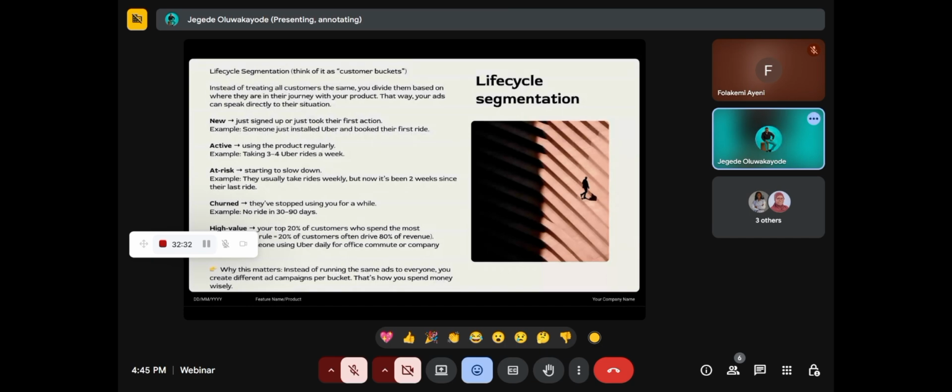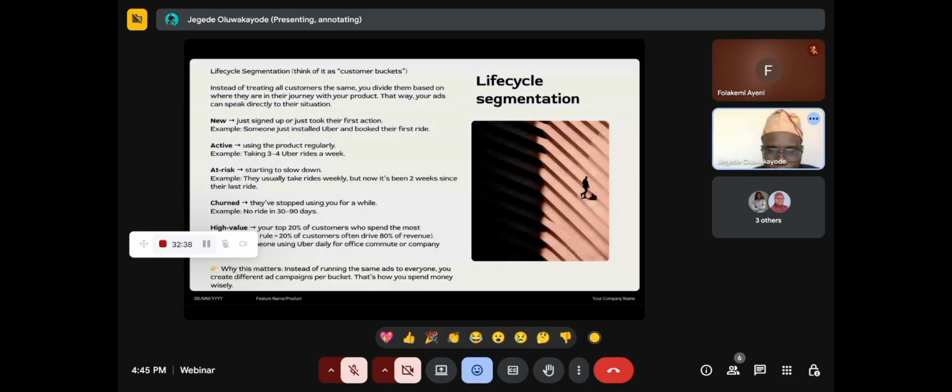Awesome, awesome. So the first thing is you have to segment these guys, right? Because you are not running the same ads to everybody, right?